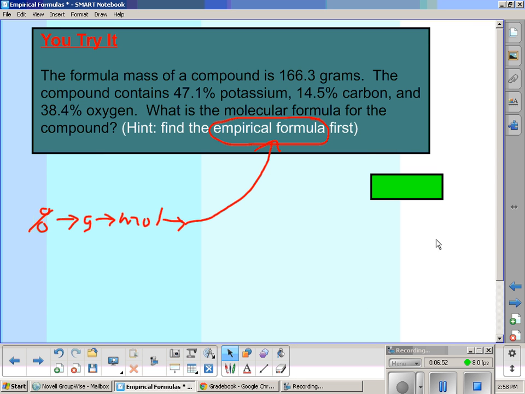I'm about to uncover the answer, so if you want to pause the video and try it yourself, you should. And when you're done, you should get K2CO4. Okay, I hope that helps you understand this a little better, and see you in the next video.